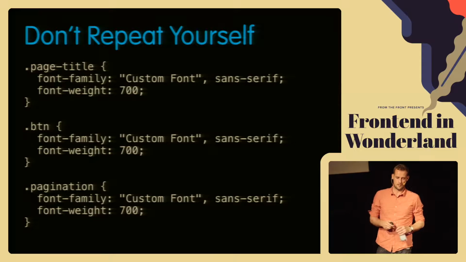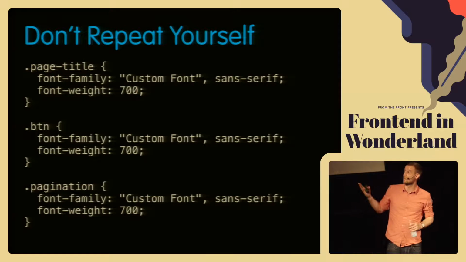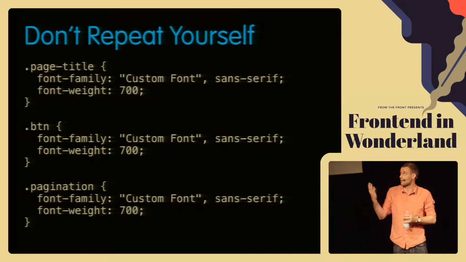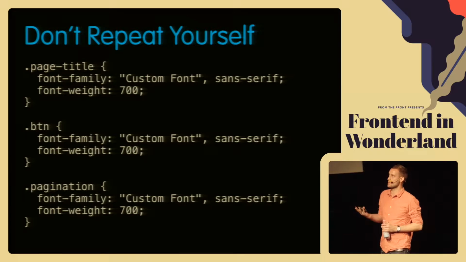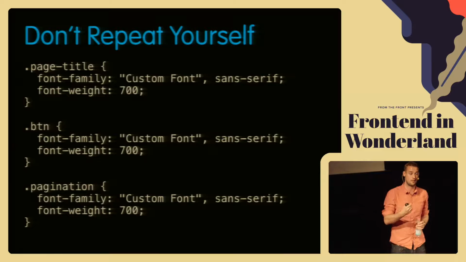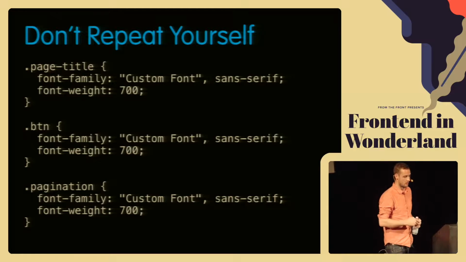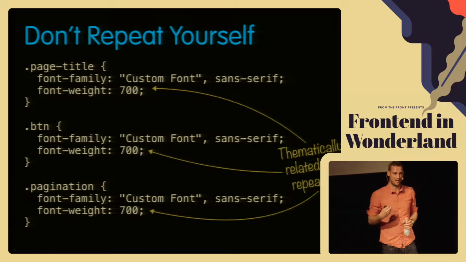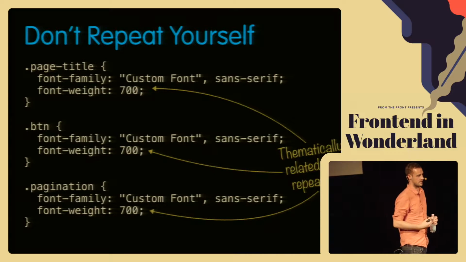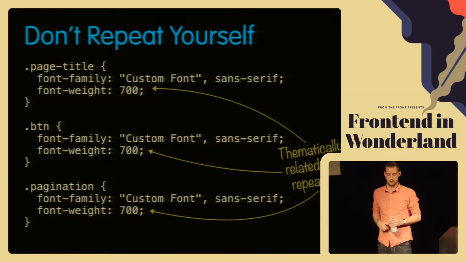Slightly more in-depth example. Presumably we've all seen something like this before as well. Now, what we've got here is a custom font that is paired with a specific font weight. So I'm presuming that anytime we use the custom font, it has to be rendered at font weight 700. So these are all thematically related. These 2 declarations are thematically related. They have to come together. They have to exist together. This is knowledge, this is information.